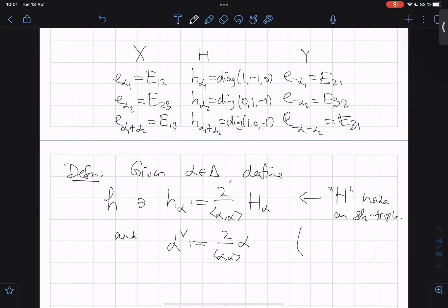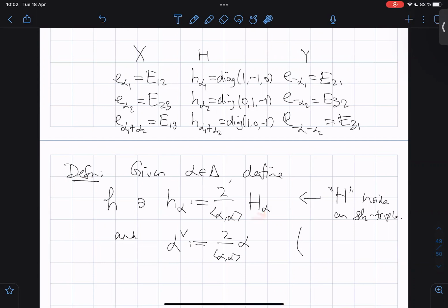Okay, so this one? This is for any root. It could be alpha 1, it could be... What is this capital H?